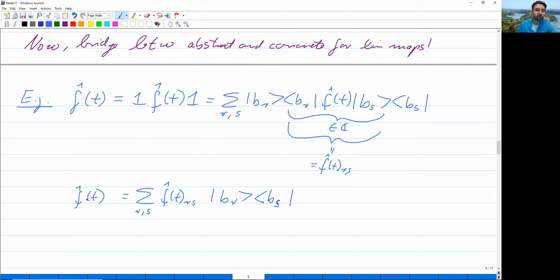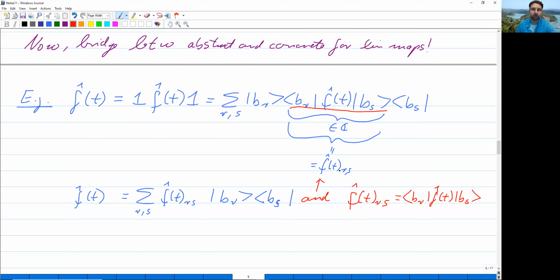And do we have the opposite too? Yes, we have it. It was right up here. This equation here, let me spell it out. We also have that f hat of t_rs, so the concrete matrix elements of our linear map in the basis of the b_n, is equal to, wait for it, b_r f hat of t b_s. Why? Well, because that's what we defined up here, right? So we had this thing here.